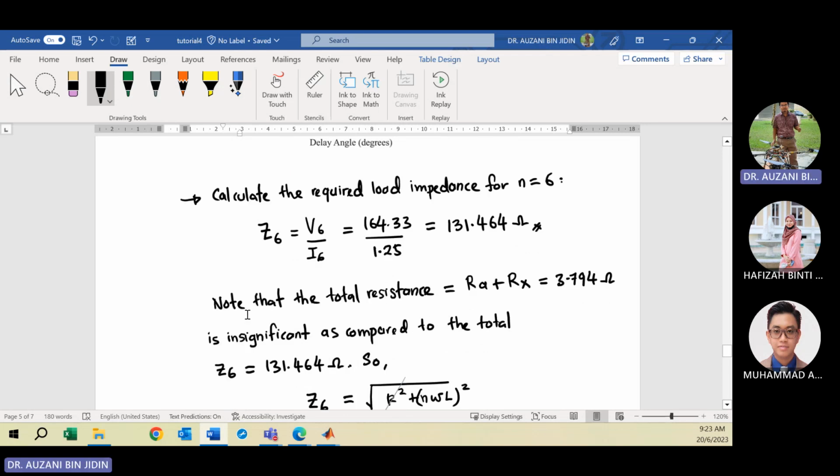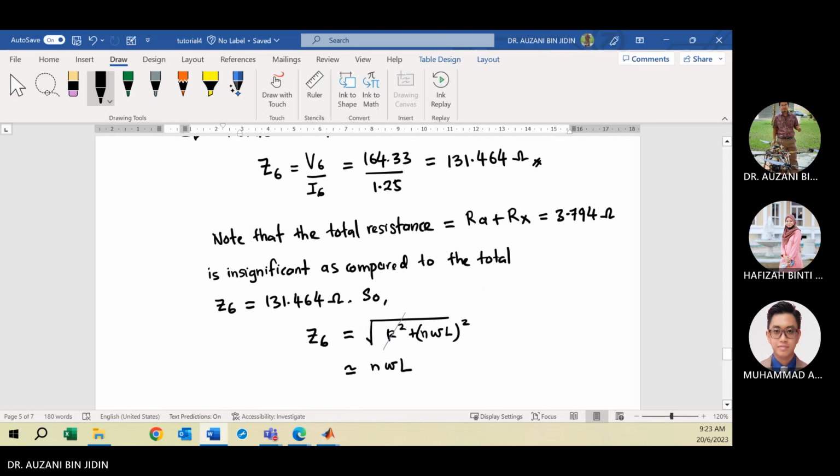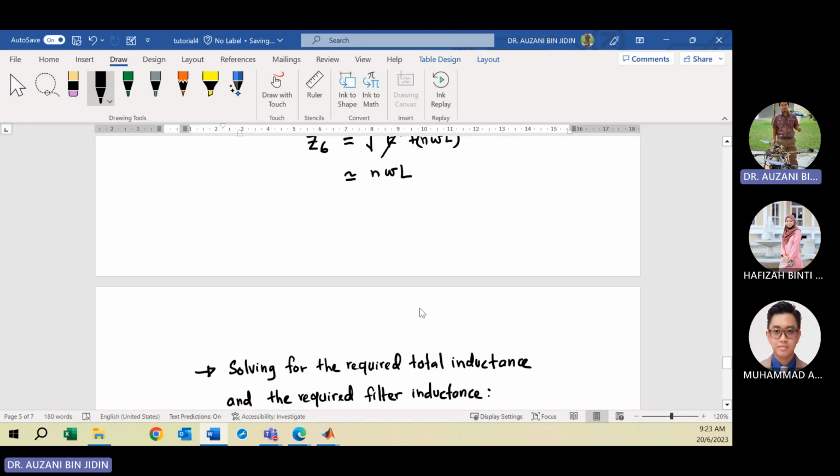Okay, so then you need to write this statement. Note that the total resistance is the summation of RA and RX. So in this case, you have two resistors: the armature resistance of the DC generator RA and RX, the line resistance. So you get 3.794, where this value is too small compared to the total impedance, 131.464, then you can ignore this term. Okay. So then you rearrange.